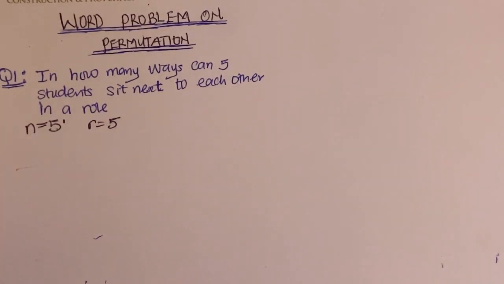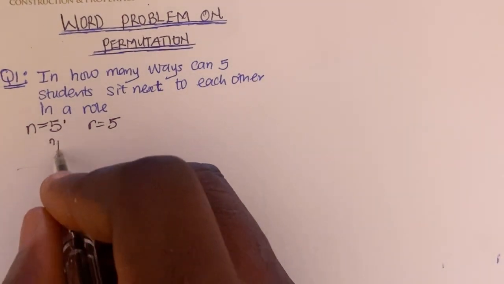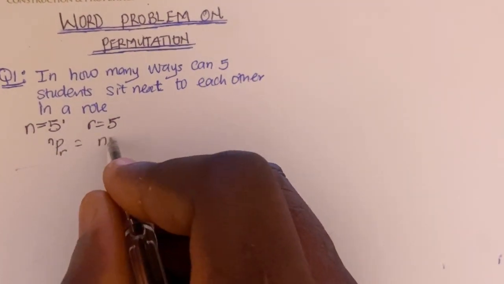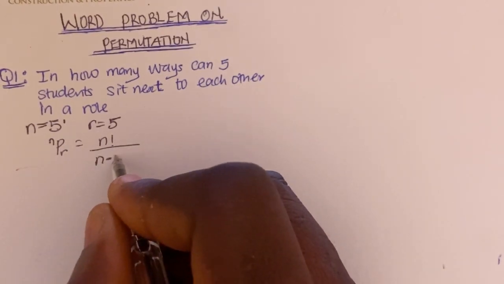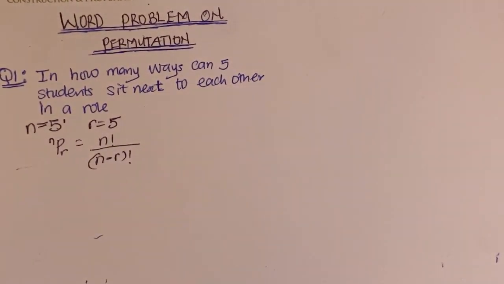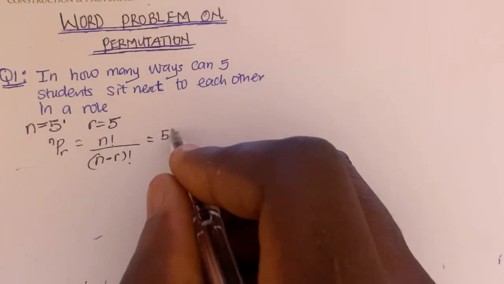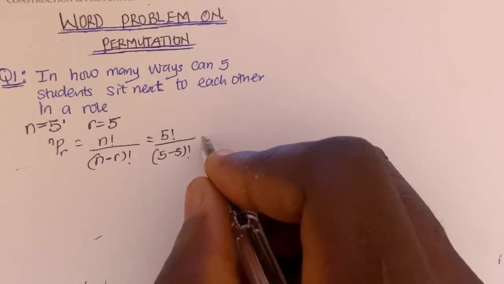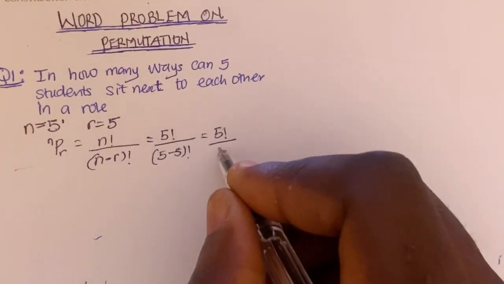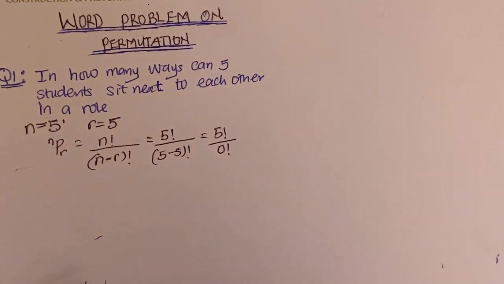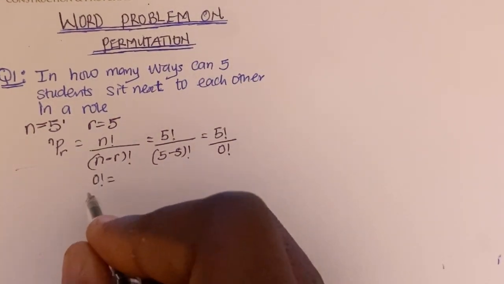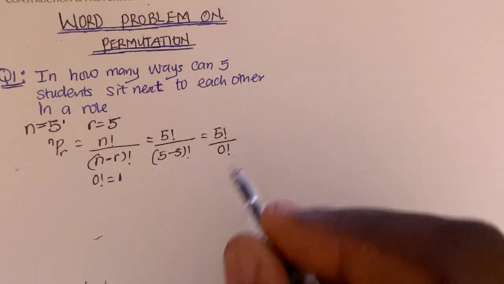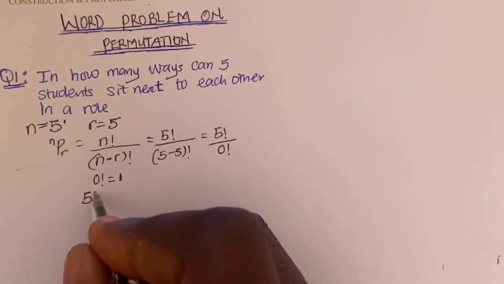Now, first, I'm going to record the formula of permutation. Whenever I have n permutation r, that's equivalent to n factorial divided by n minus r factorial. And this is simply 5 factorial divided by 5 minus 5 factorial, which is equal to 5 factorial divided by 0 factorial. And we all know that 0 factorial is written as 1. So here the overall answer is 5 factorial.